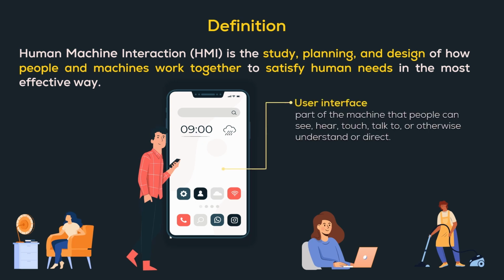Let us understand what is user interface. User interface is the part of the machine that people can see, hear, touch, talk to, or otherwise understand or direct. For example, here a touchscreen display is an interface we use to interact with our mobile devices.